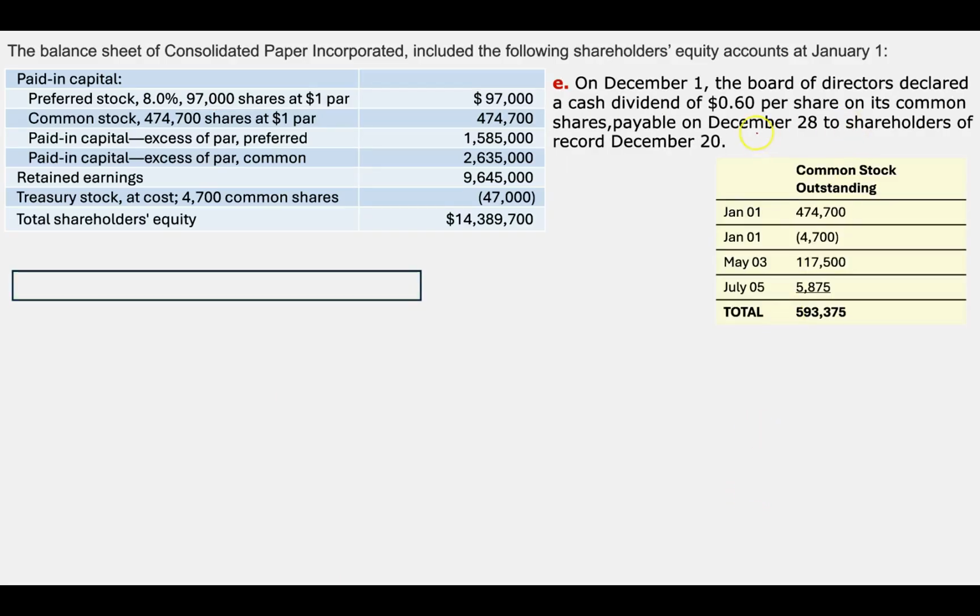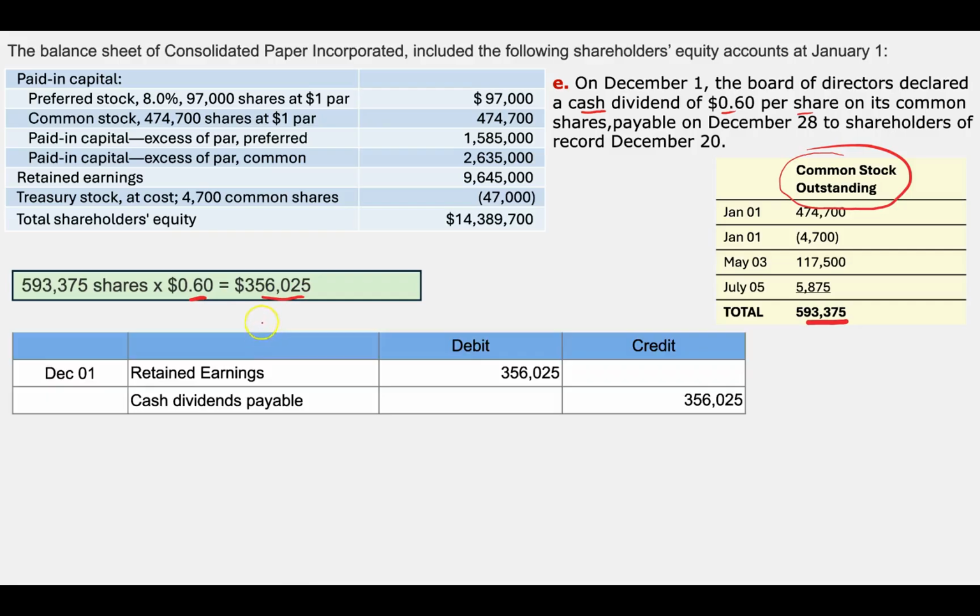Let's go to E. On December 1, the board of directors declared a cash dividend of 60 cents per share on its common shares payable on December 28th to shareholders of record December 20th. So now again, we're going to look at how many shares of common stock we have outstanding. We saw from the previous slide it was 593,375 shares. So we're going to take that amount, multiply by the 60-cent dividend, and we get $356,025.